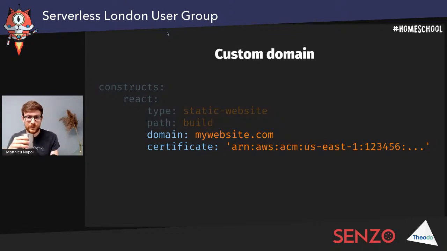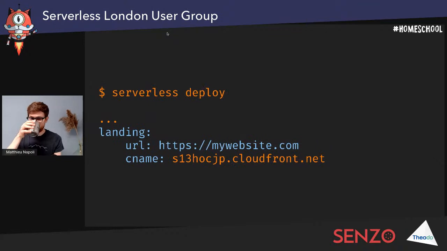And then we run deploy again, and Lift will show the new URL with the custom domain, and it will also show the CNAME so that you can create the DNS entry very easily for your custom domain.